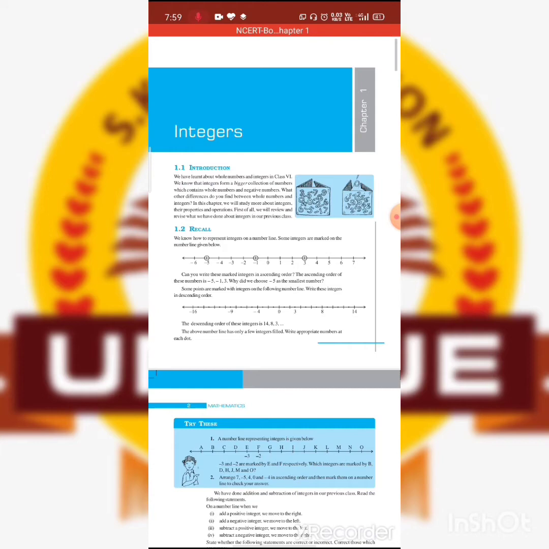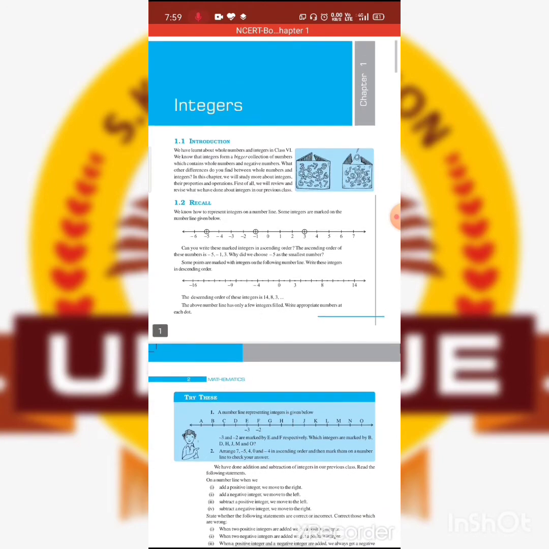So in the beginning, a quick recap of the integers and their representation on the number line, and operations like addition, subtraction, etc. that can be performed on them. Additive inverse and negative integers are some of the topics given.